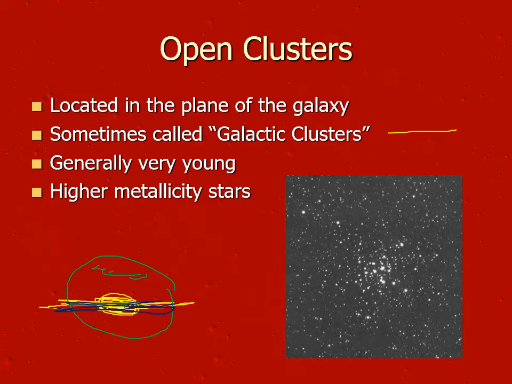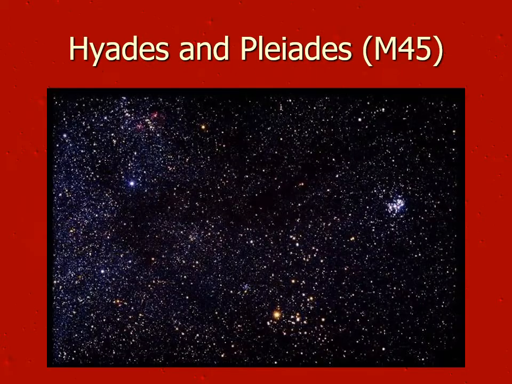And because they're forming in the plane of the galaxy, which is where all the stars are forming, where those spiral arms are, they typically tend to be younger things, and they have more metals in them. The higher metallicity is because other stars have already lived and died, and they've enriched the interstellar medium with all those metals, things other than hydrogen and helium. Remember, metal is something other than hydrogen and helium.